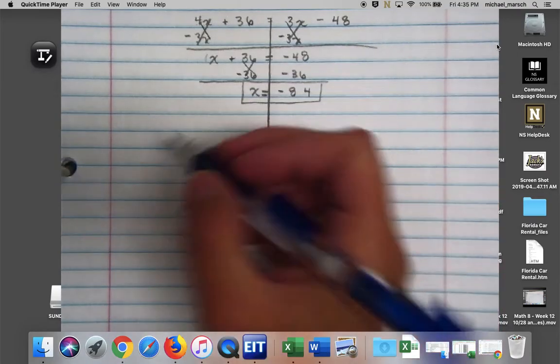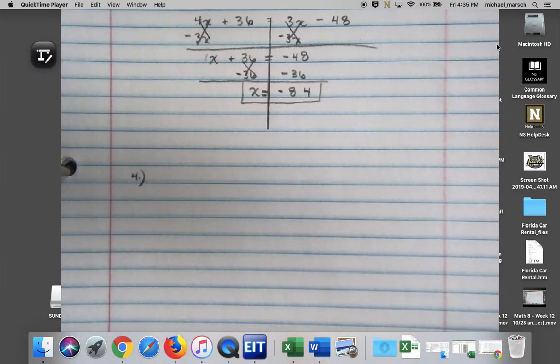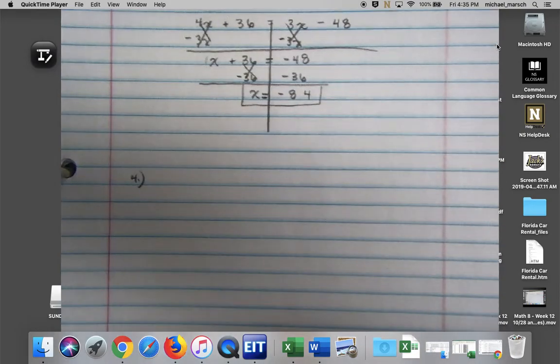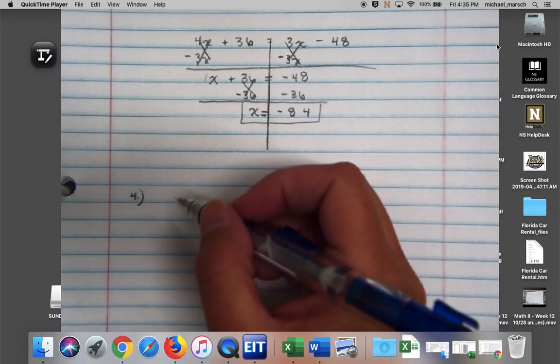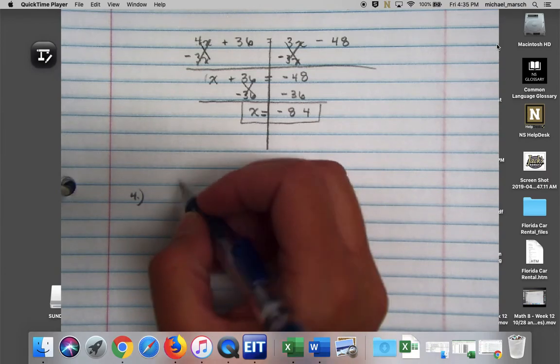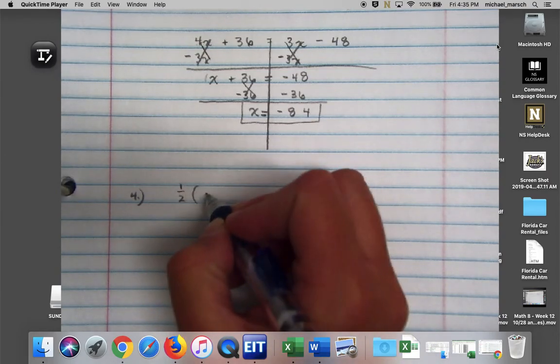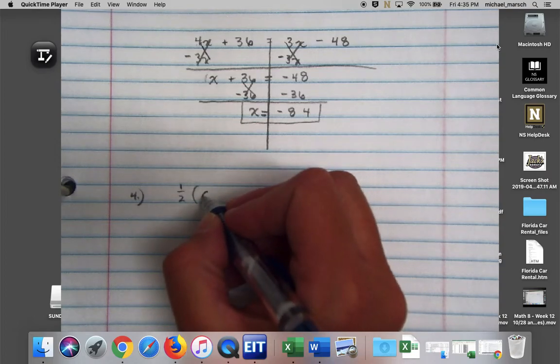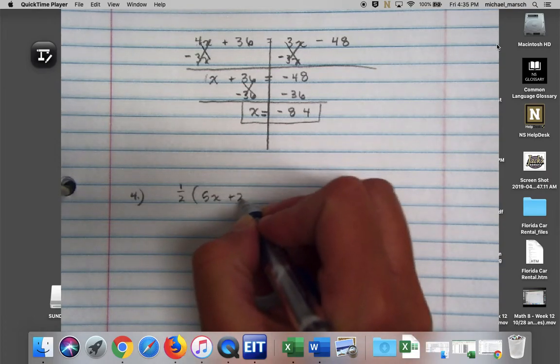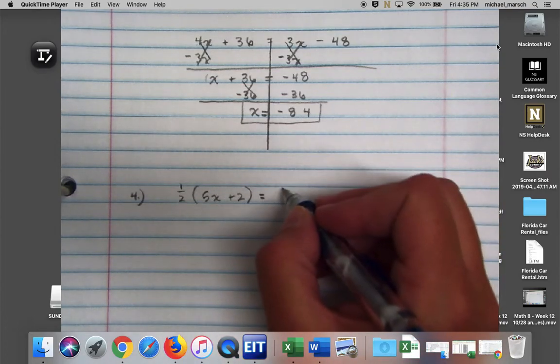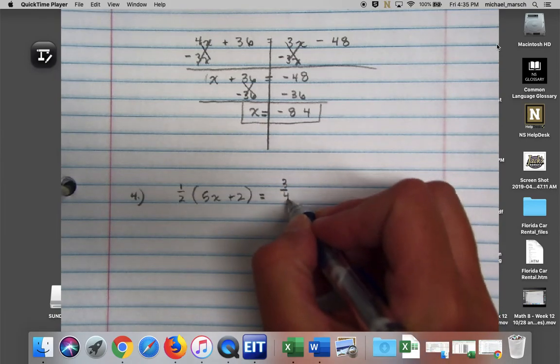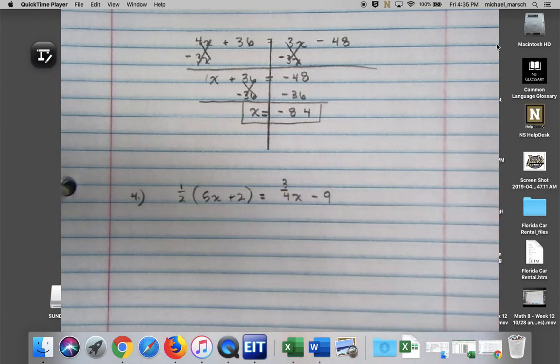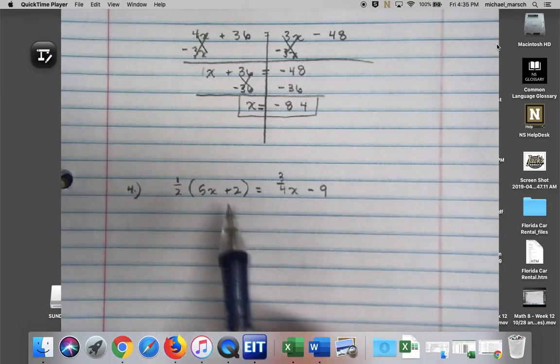All right, let's do another example. This one's going to be slightly different. I'm not trying to confuse you guys, but this is something else you need to be aware of. So what if we have something like this, where it's 1/2 times the quantity 5x plus 2 equals 3/4 x minus 9. Okay, so now we have some parentheses here.